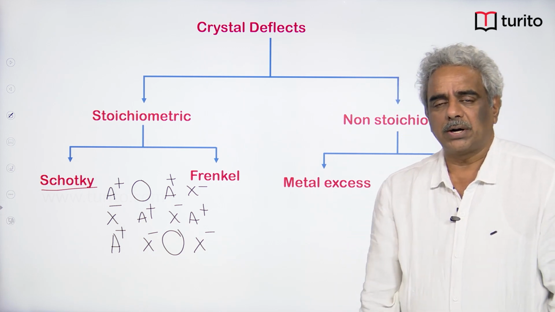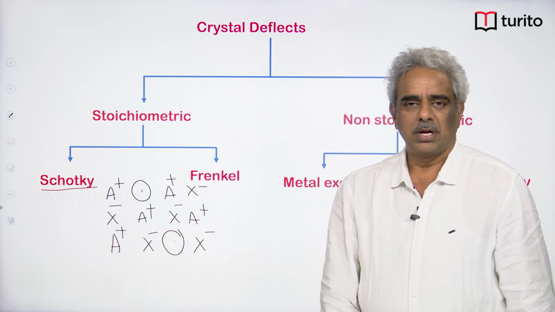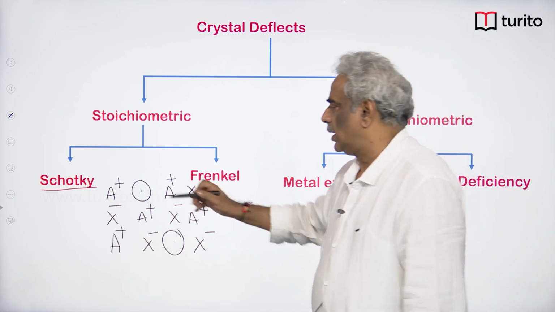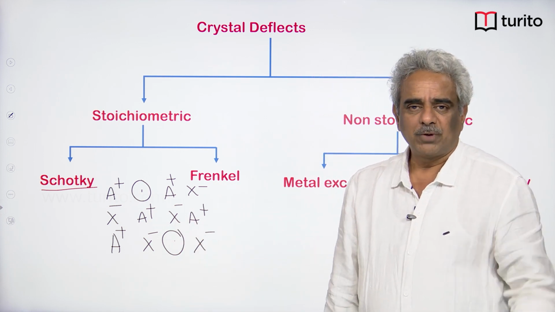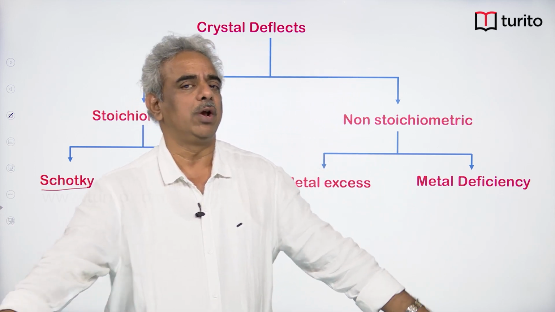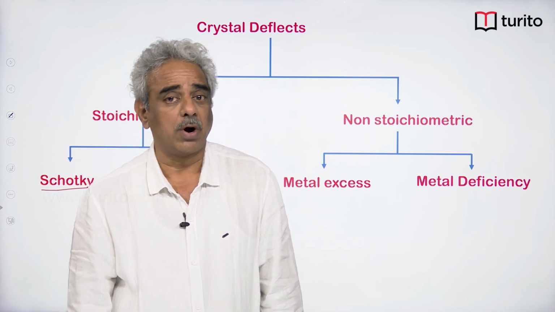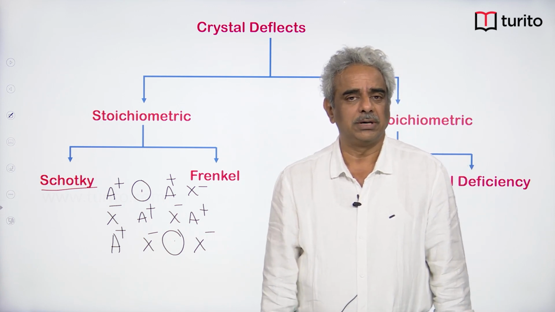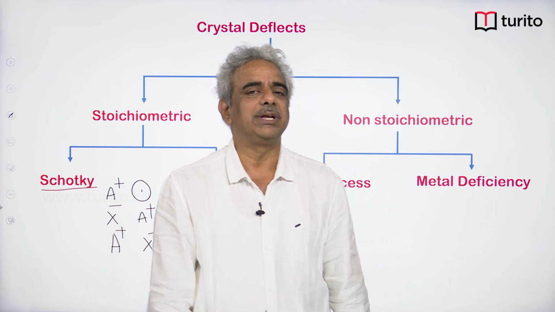Now, here a very important point one should understand. Because of the missing of these 2 ions, the overall crystal will not lose its stoichiometry, because for every X- missing, there is one A+ missing. They are missing in the stoichiometric ratio, therefore, there will not be any damage to the stoichiometry of the crystal. But here what you should think, because mass is missing from the bulk of the crystal and the crystal being rigid, volume is not changing, mass is decreasing.